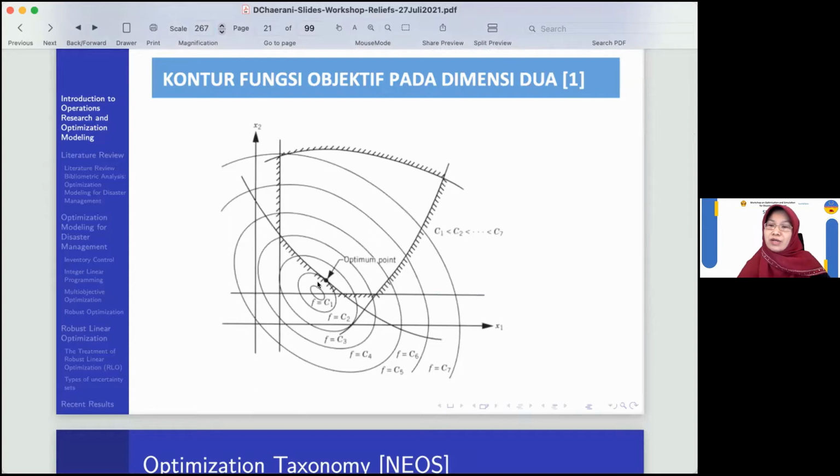Why do I say it is a candidate for the best solution? We will see whether it is a maximum or minimum. If it is a minimum, from the picture displayed, the optimum is where the objective function, at C1 or C2, cuts the feasible region at this point. But if the objective function is here, I need to determine C8 or C9 so that I can find this spot.